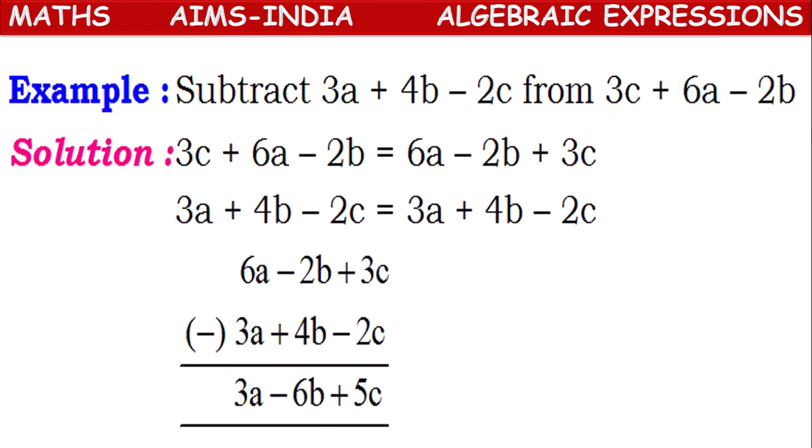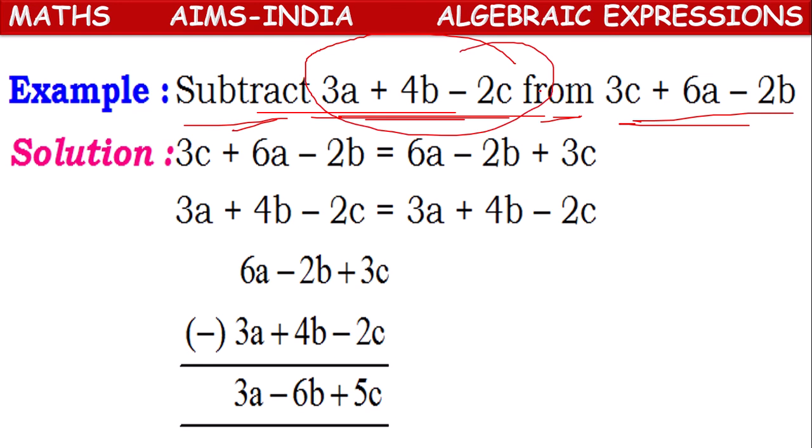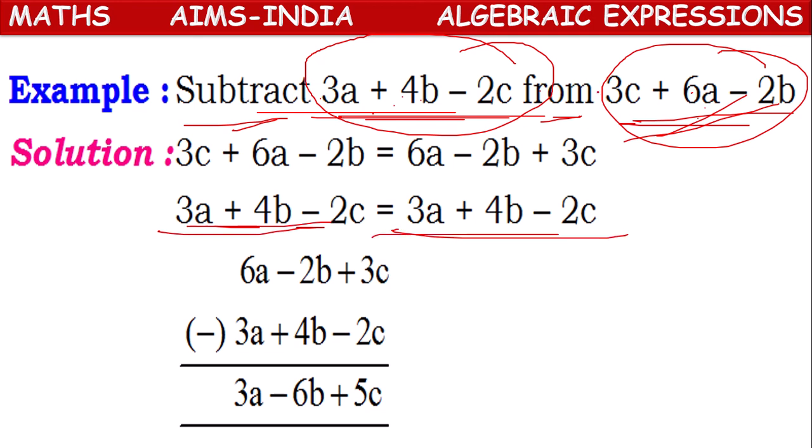Let's try to understand with one example, children. Subtract 3a plus 4b minus 2c from 3c plus 6a minus 2b. We have to subtract this expression from this expression. So first both of them to be written in standard form. This one, 3a plus 4b minus 2c, same, no change, but 3c plus 6a minus 2b, in that a term to be written first, next b term, next c term.